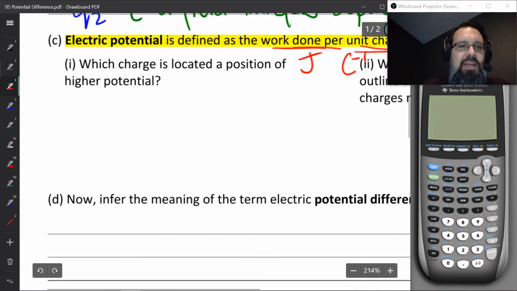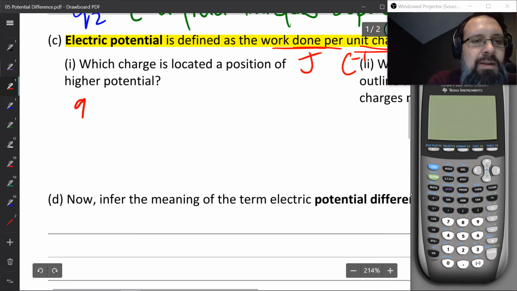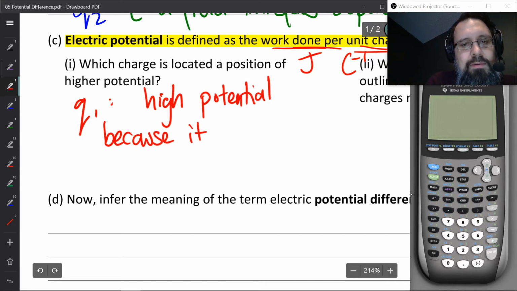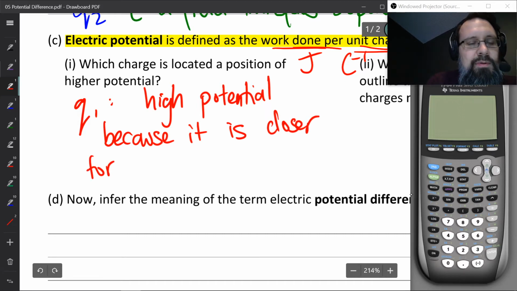All right, so which charge is located at a position of higher potential? So we're going to say Q1 is at high potential because it's closer to the central charge.